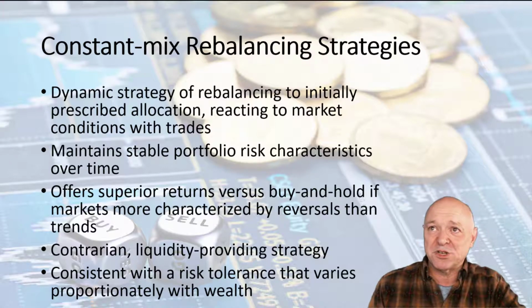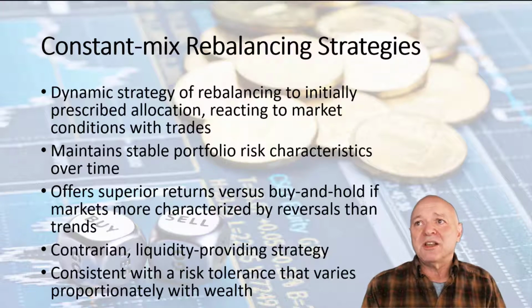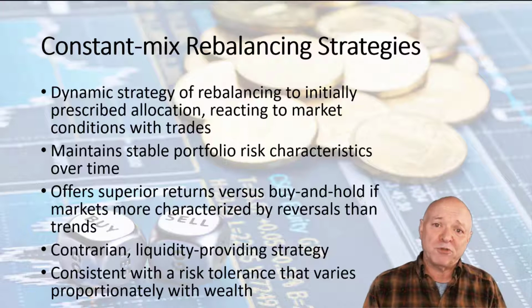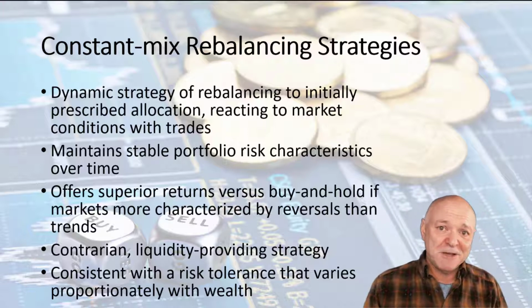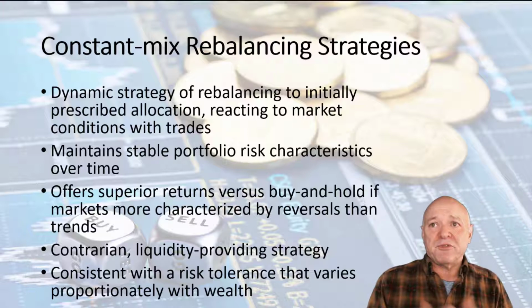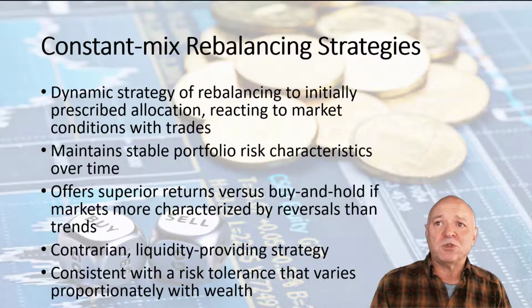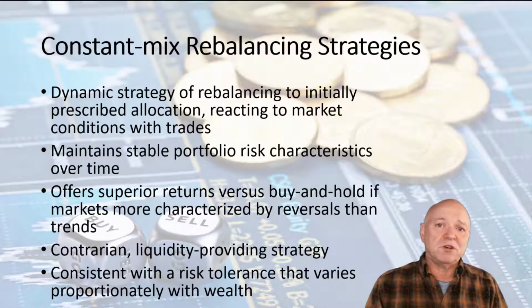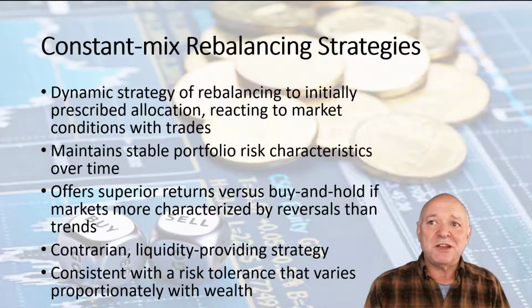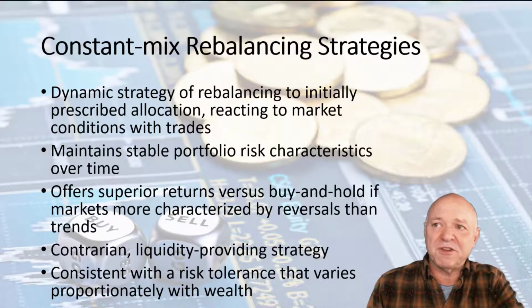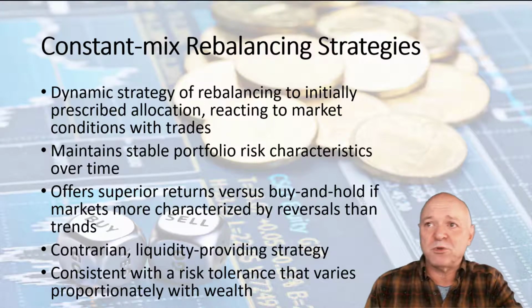In a constant mix strategy, this is a dynamic strategy of rebalancing to the initial allocation, reacting to market conditions with regular trades. It maintains stable portfolio risk characteristics because we keep the risk in the portfolio relatively constant. It provides, well, at least it is expected to provide, superior returns versus buy and hold if we see more reversals than trends. It's a contrarian, liquidity-providing strategy, and it's consistent with risk tolerance that varies proportionally with wealth, as with buy and hold.